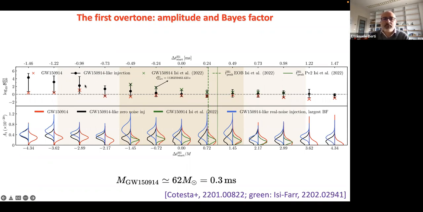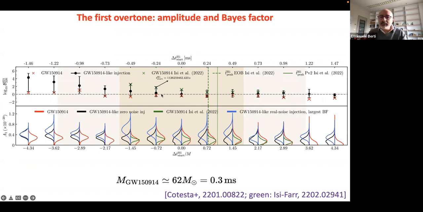So what we did next was we took a numerical relativity waveform consistent with the data and we injected it in different segments of LIGO noise. And what you see are the black lines. So the black lines are injections in zero noise. And we repeated these injections many, many times, and we computed something called the Bayes factor that tells you whether the model with one overtone is favored relative to the model with only the fundamental mode.